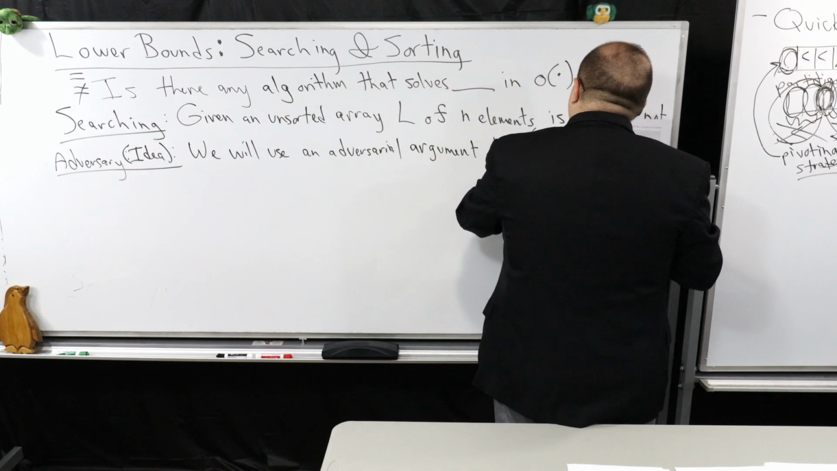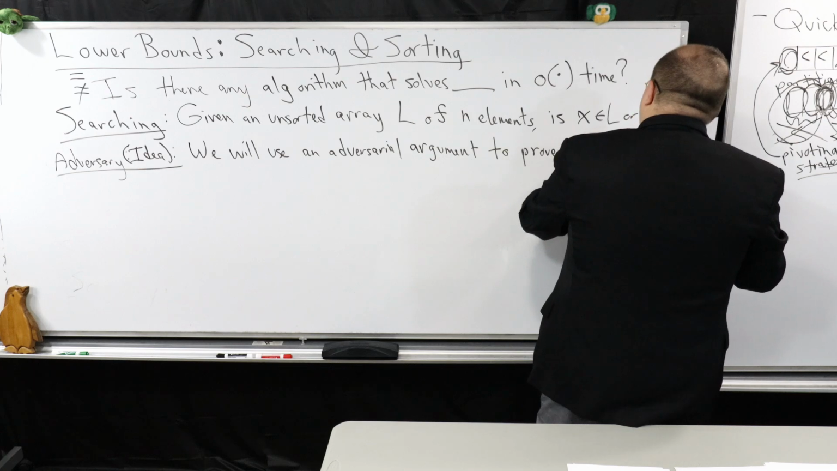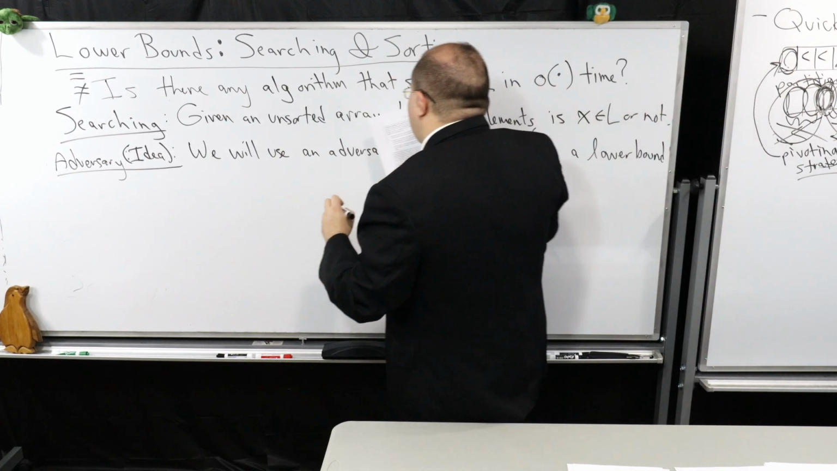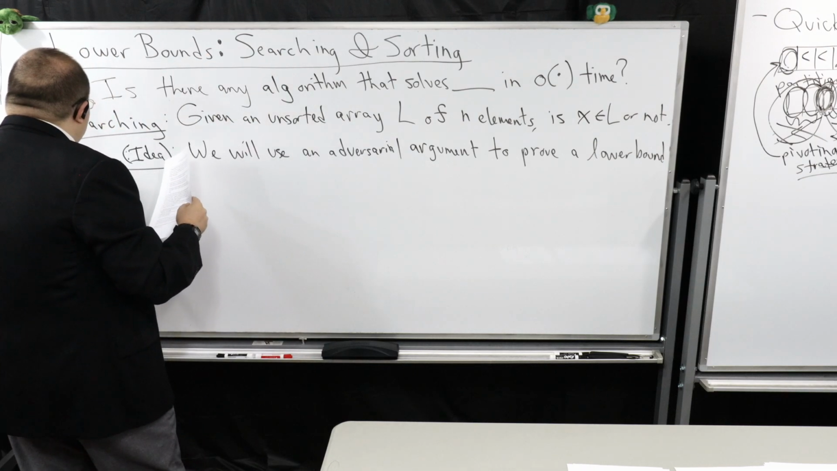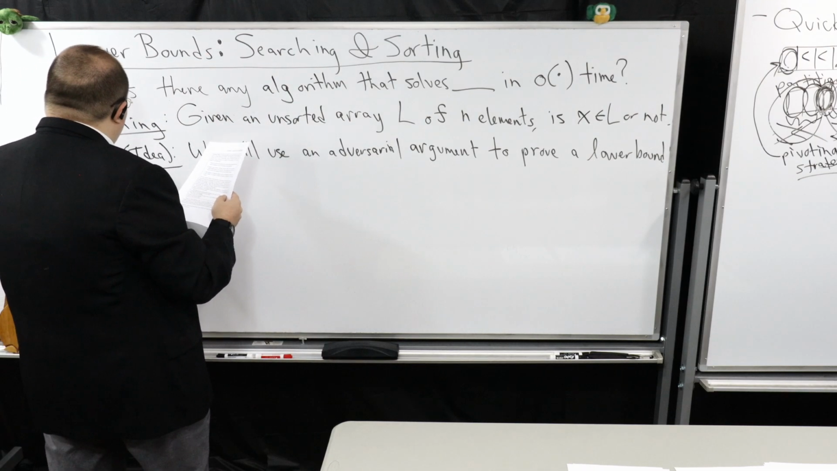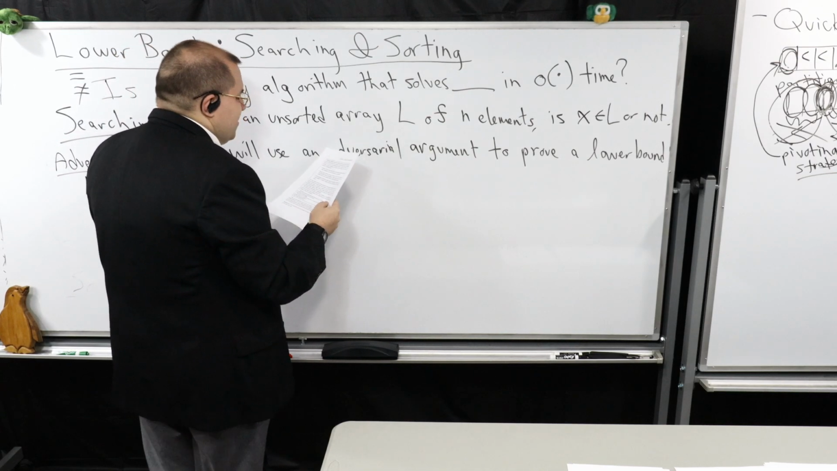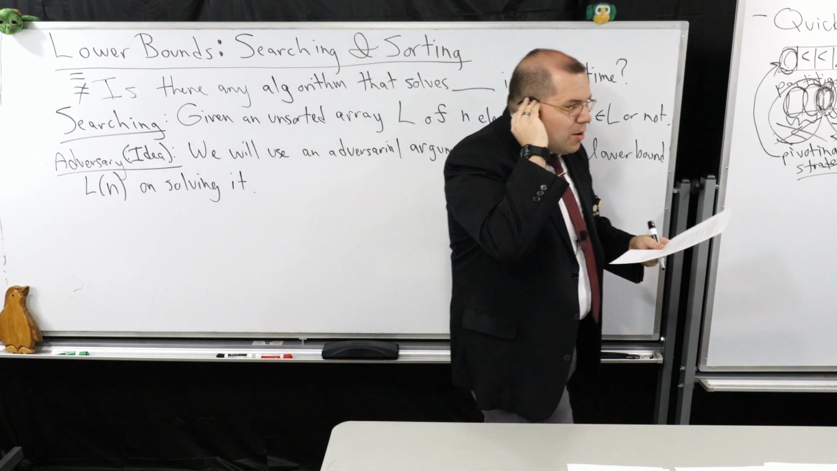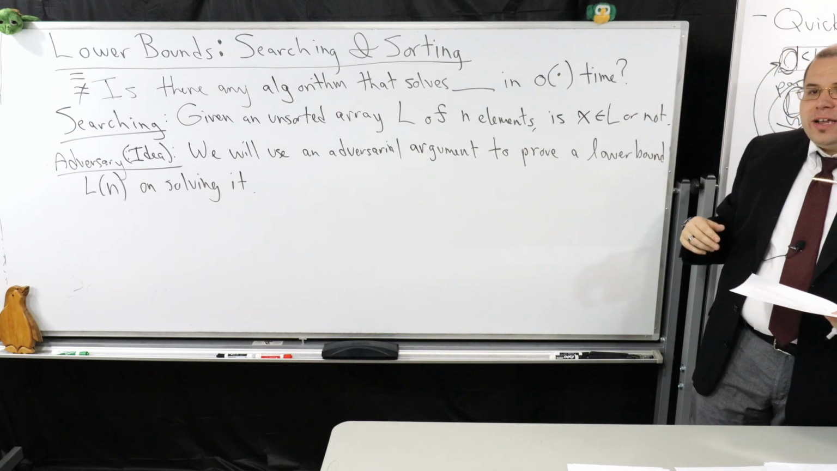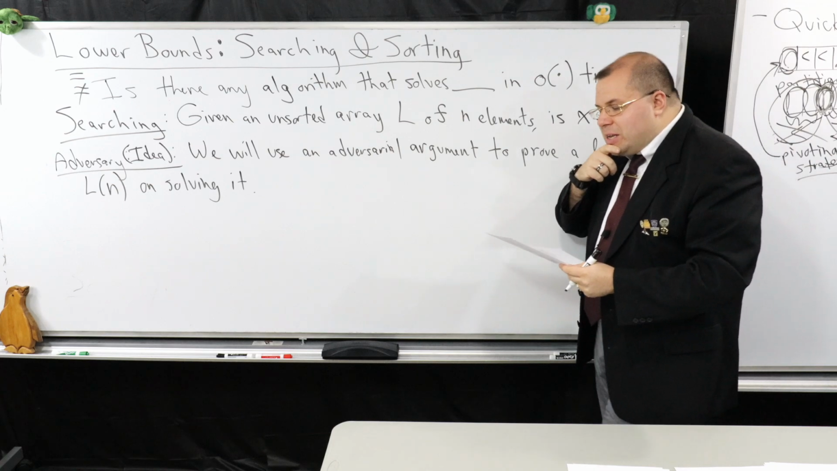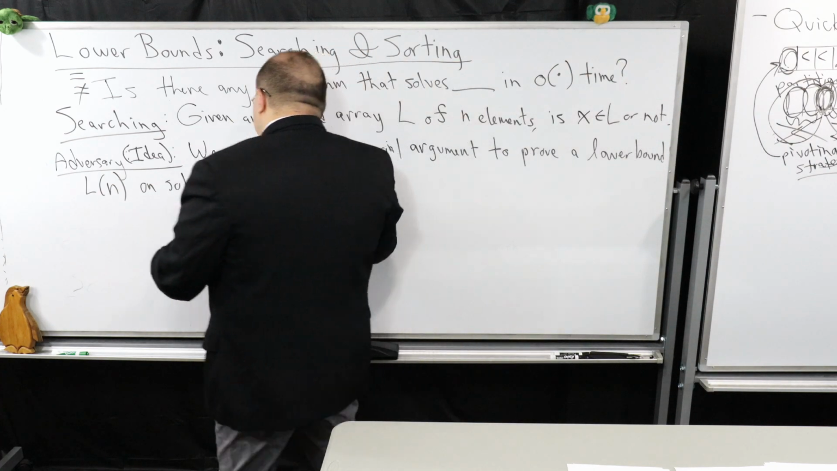To prove a lower bound L of n on solving the search problem, I'll keep it simple. Now, I'm going to keep this somewhat informal because you can get very technical with this. So I'm going to introduce you to the idea of an adversary.